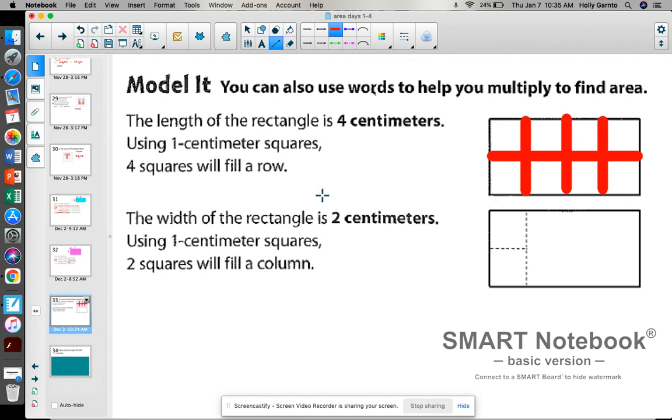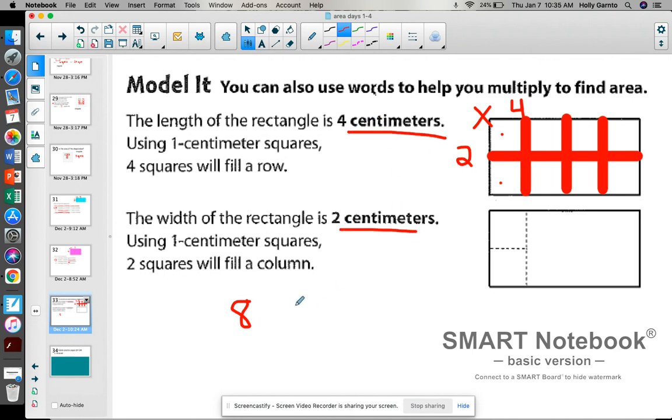Okay. So then the area, there's 2 rows and 4 columns. So 2 times 4 gives us 8. And here's centimeters here, but I can't just put centimeters, I have to put square centimeters because we're talking about the inside, which is area.